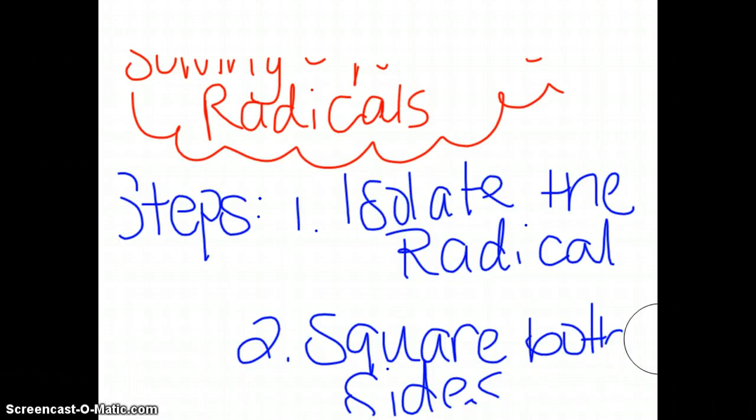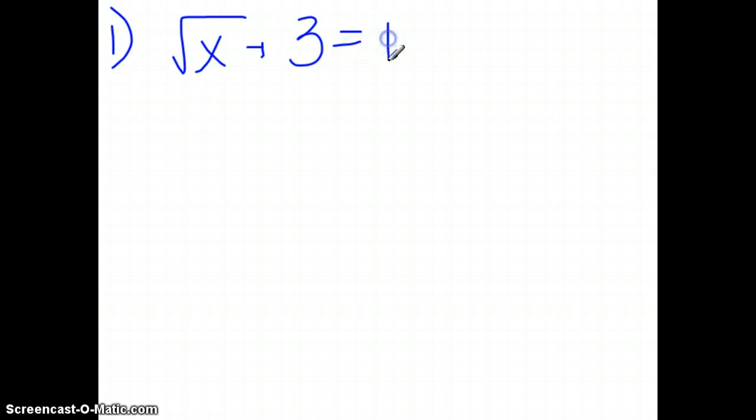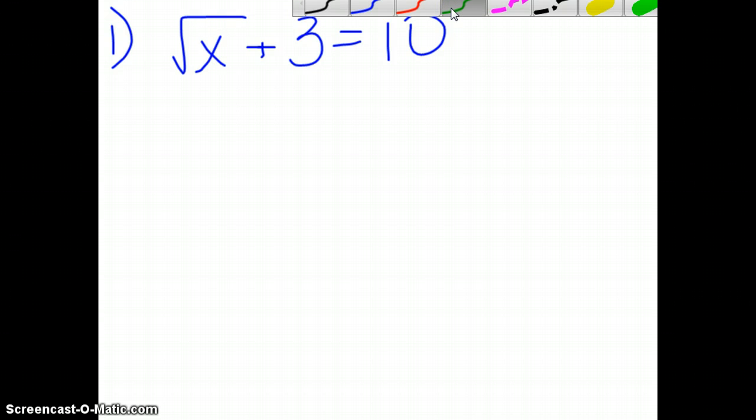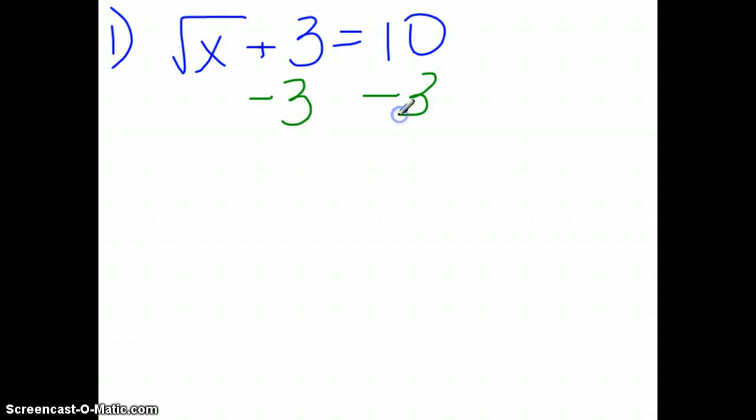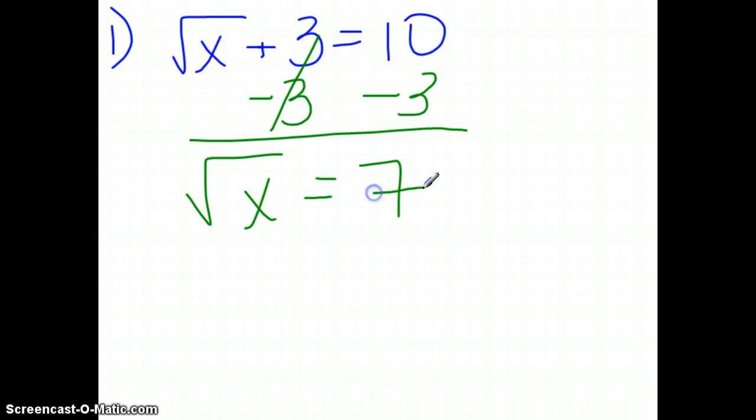And we're going to do some examples. So here's example number 1. Example 1. The square root of x plus 3 equals 10. So right off the bat I see that the radical is not isolated. So we need to get rid of this positive 3. And the way to get rid of a positive 3 is our inverse operation. So what's the inverse of plus 3? Good, I'm going to subtract 3 from both sides. And I get that the square root of x equals 7.